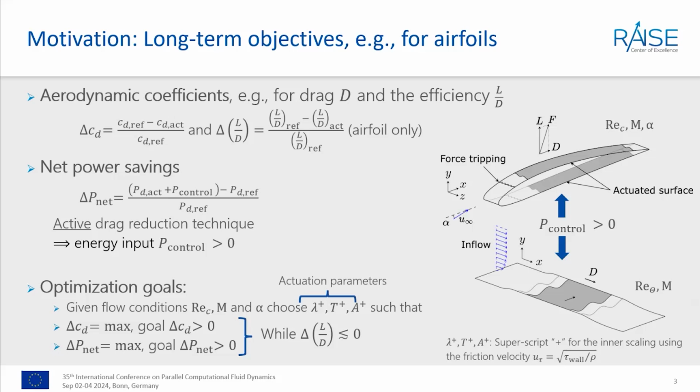You might understand that introduction of this wave into the wing involves injection of energy, so we would not want to spend more energy than what we gain. The other optimization parameter here is delta P net, which you see here. These are the two parameters we are trying to maximize. And these are the set of actuation parameters which define the wave: the wavelength, time period, and amplitude of this wave. For the chosen actuation parameters, we would like to maximize the drag reduction and net power saving.